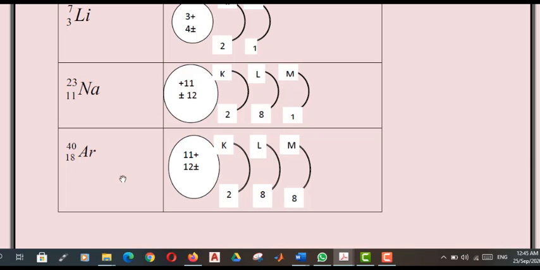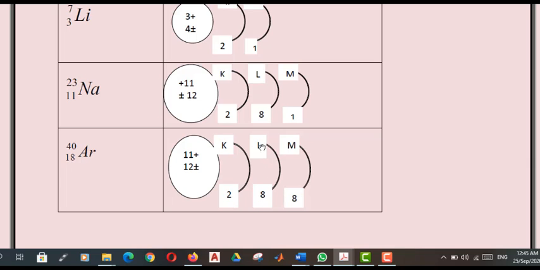In the second example, we see argon 18 and 40. It's an inert gas, okay? First, we draw the nucleus as a circle and we put the number of protons and the number of neutrons inside. We start by drawing the first energy level K, which takes only 2 electrons, okay? It doesn't take more than 2 electrons.